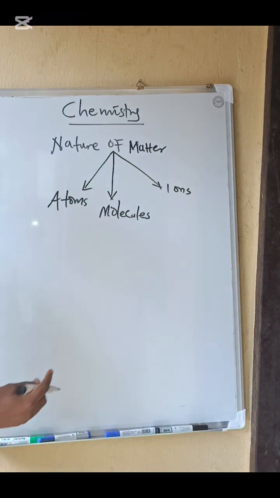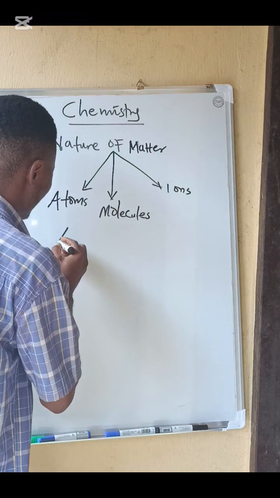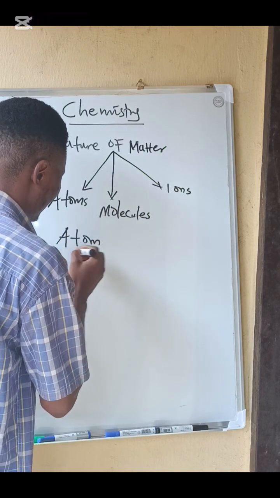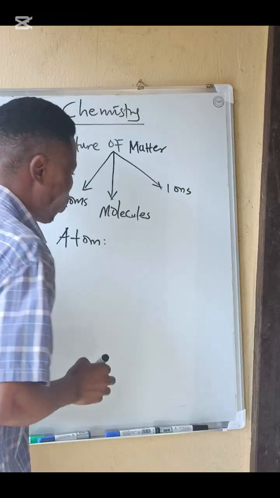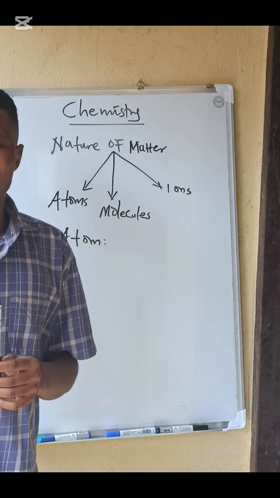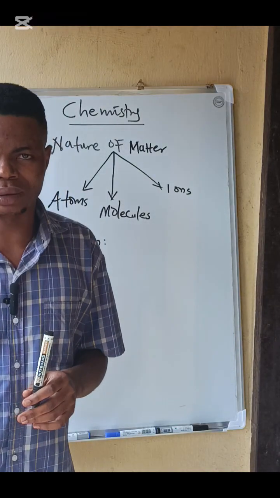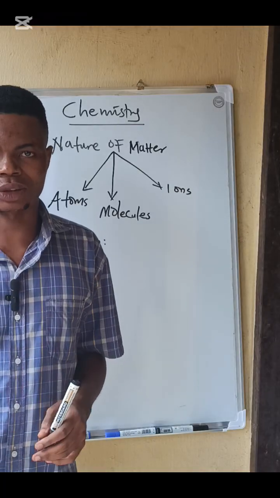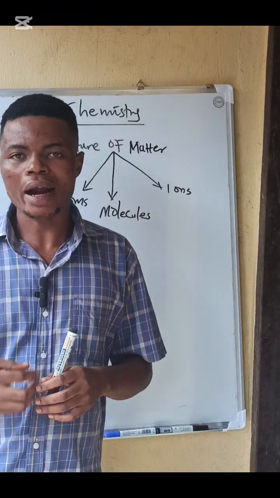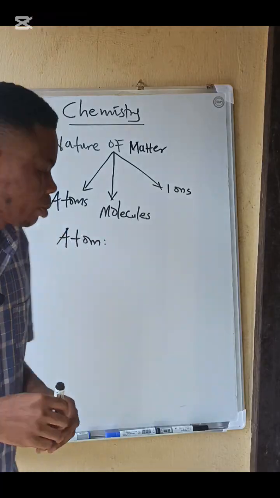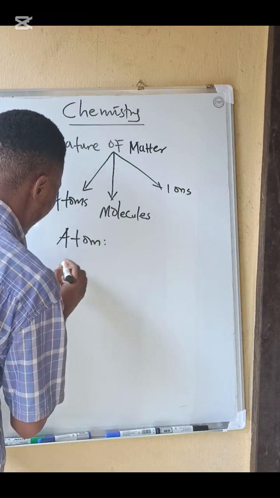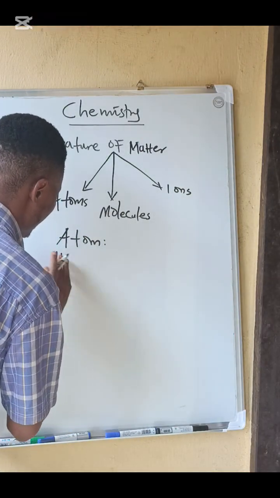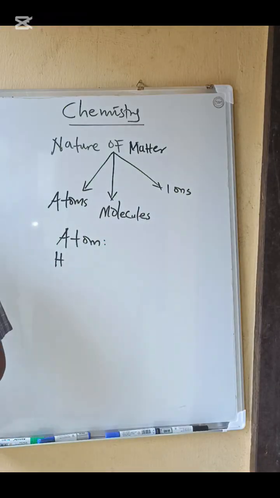So we are going to look at the atoms. What is an atom? An atom is the smallest particle of an element that can take part in a chemical reaction. Examples of an atom: we have hydrogen atom. Let me write this way. Examples.